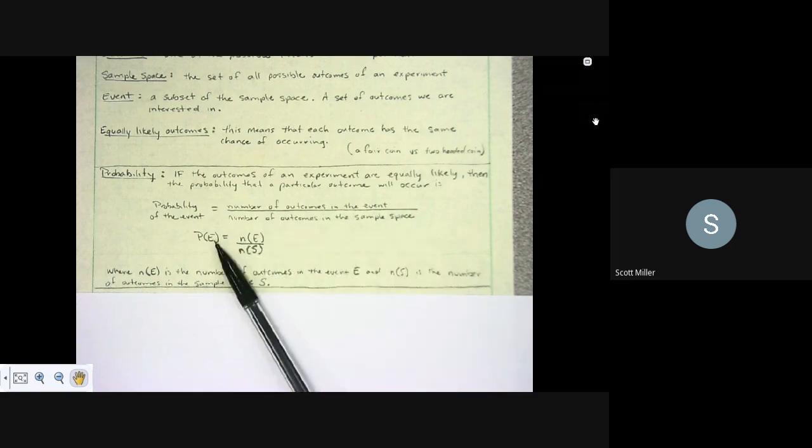So what is probability? If the outcomes of an experiment are equally likely, then the probability that a particular outcome will occur is the number of outcomes in the event, these are the things that we want to happen, divided by the number of outcomes in the sample space. This is the probability of an event. So when we write probability of an event, we have a capital P, the parentheses, and then here is a description of the event. And you'll see some examples of this here in just a moment.